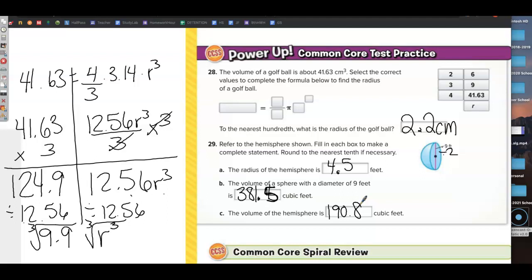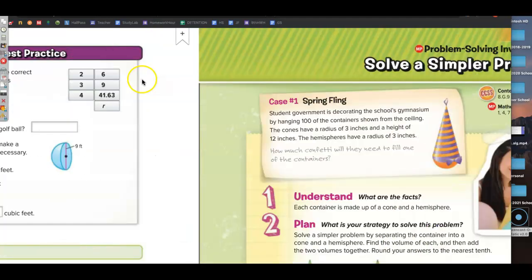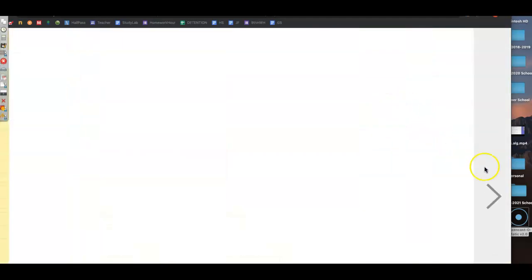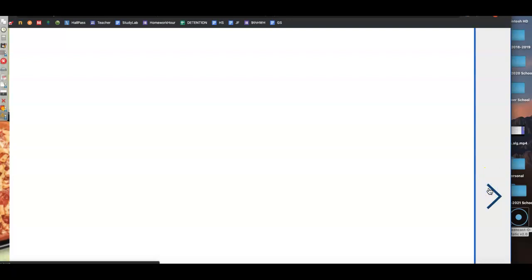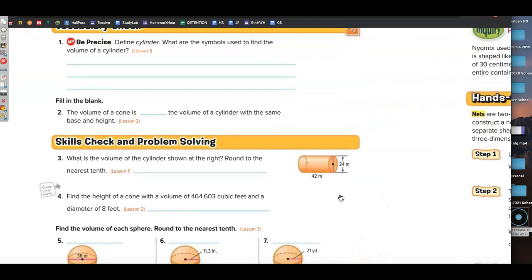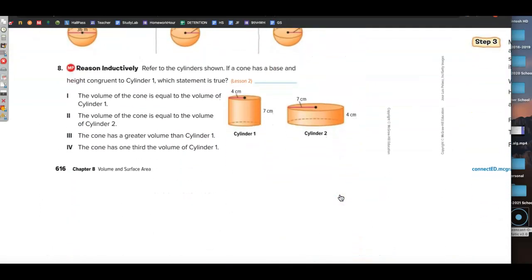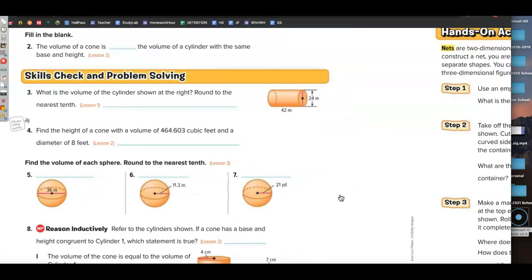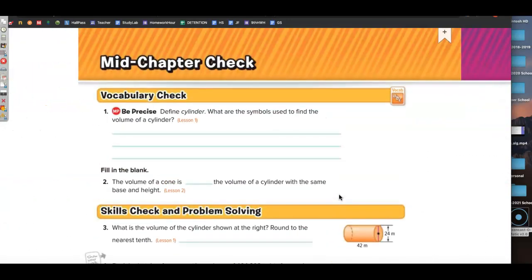Okay. You do have a quiz tomorrow, so to prepare for your quiz tomorrow, we are going to do the mid-chapter check in your book. So you're going to flip forward 2 pages. Number 1 through 8, stand quietly when you're done. If you look up here at the vocab, it does tell you what lesson to look back on for definitions. Okay, so lesson 1 and then lesson 2.